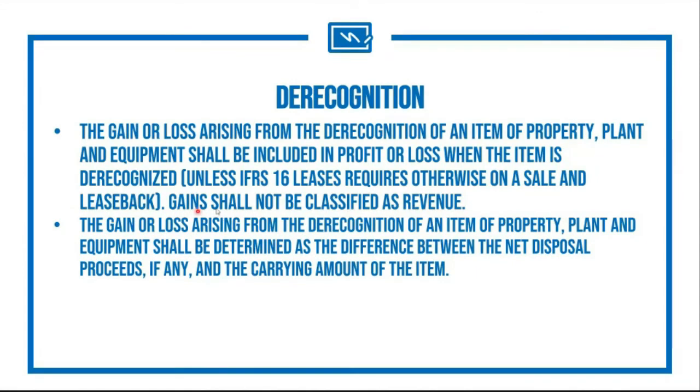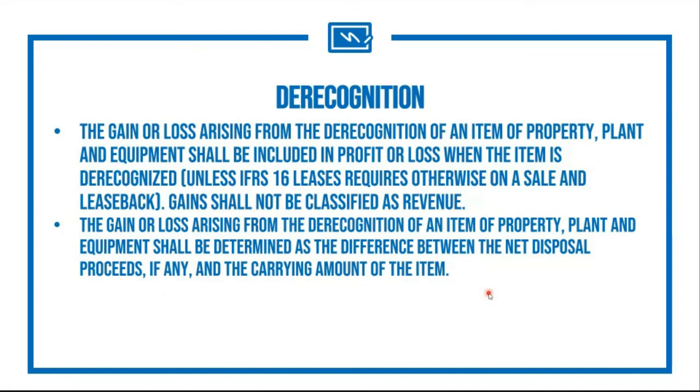Why? Again, to reiterate, revenue pertains to income coming from the ordinary course of business. So if there is a gain on disposal of PPE, that is not a gain coming from the ordinary course of business. So it will not be classified as revenue. Rather, it will be classified as other income, so that revenues and other income will not be mixed up with each other. The gain or loss arising from the derecognition of an item of PPE shall be determined as the difference between the net disposal proceeds, if any, and the carrying amount of the item.